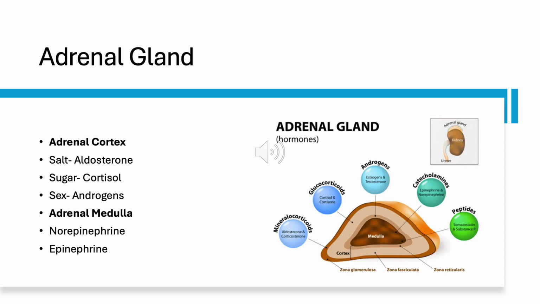And then the adrenal medulla, it secretes catecholamines. And so this is like your norepinephrine and your epinephrine, and they're very similar. They're released in response to our fight and flight response. So it's going to increase our heart rate, blood pressure, dilate our eyes, and blood flow to our skeletal muscle. And it's going to increase blood glucose so we can have the energy to fight.